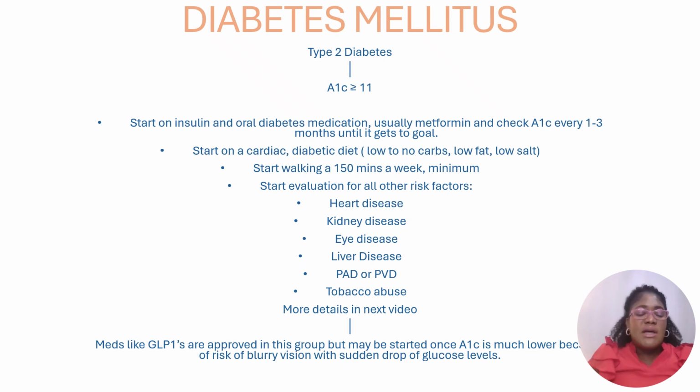For people with type 2 diabetes, medications like GLP-1s are approved in this group, but should be started once the A1C is much lower because of the risk of blurry vision secondary to a sudden drop of glucose levels, because between the GLP-1s and the insulin and the oral meds, the sugars can drop really quickly.